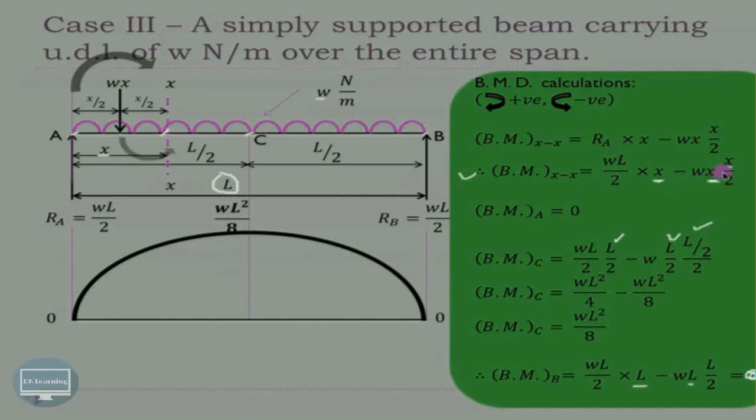Now, as it is a second order equation, WL square by 2, it is a parabolic curve as shown over here, and at the supports the bending moment is 0. So in this way, we can draw the bending moment diagram in the case of a simply supported beam carrying a uniformly distributed load of W Newton per meter over the entire span length.